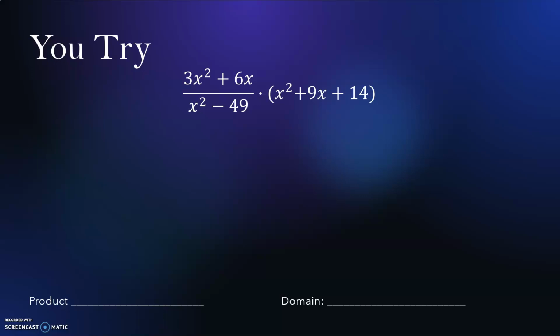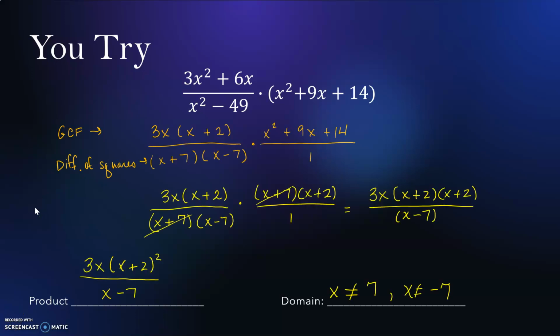Here's one for you to try. I'm going to make sure you pause the video and give it a shot. Make sure that you also think about anything that you want to exclude from the domain because it would be dividing by 0. So this was my solution.